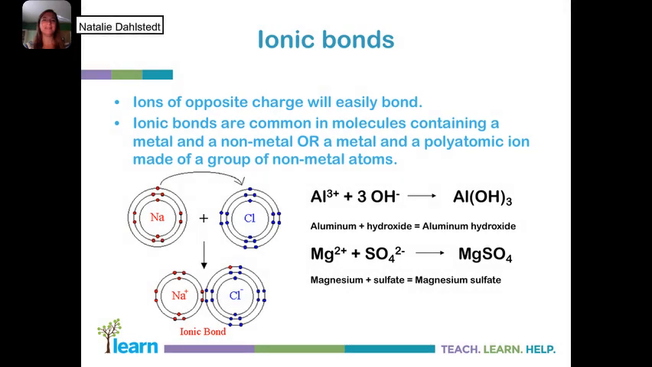Ions of positive and negative charges are often attracted to one another because opposites attract, and they will form ionic bonds. Ionic bonds are common in molecules containing metal, as they tend to lose electrons and become positively charged, and combine with a nonmetal which tends to gain electrons and become negatively charged. If it's not a single nonmetal, it may be a group of nonmetals known as polyatomic ions, such as SO4, which contains several nonmetal atoms bonded together.